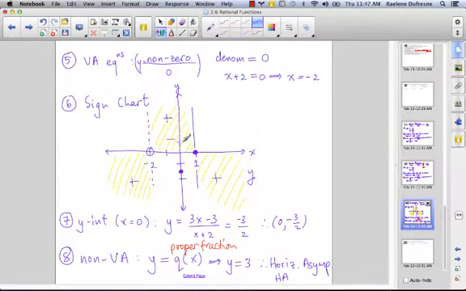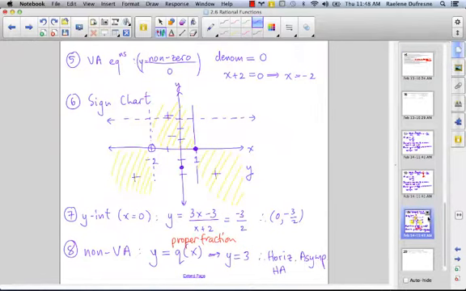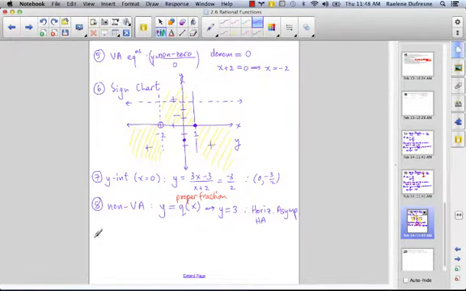I'm going to move this. And so at y equal to 3, we have a horizontal line. 1, 2, 3, which is the horizontal asymptote. In other words, when we zoom out, the graph will look like a horizontal line if we zoom out far enough. The next step says to get the coordinates of any points where the function crosses its non-vertical asymptote.